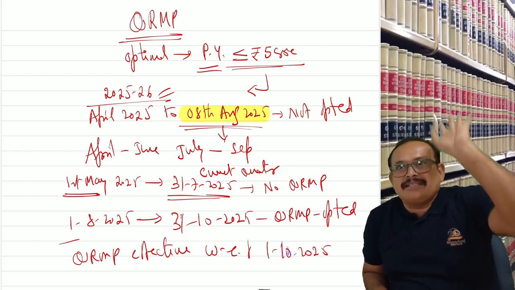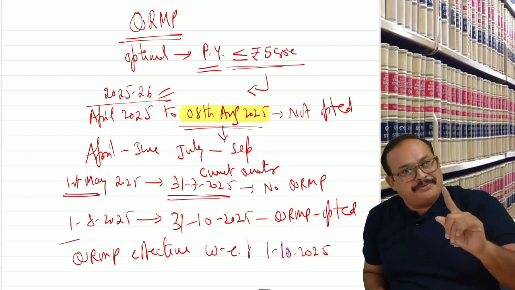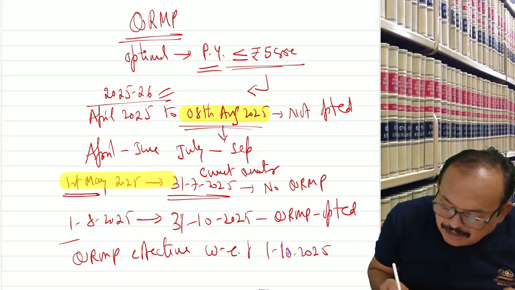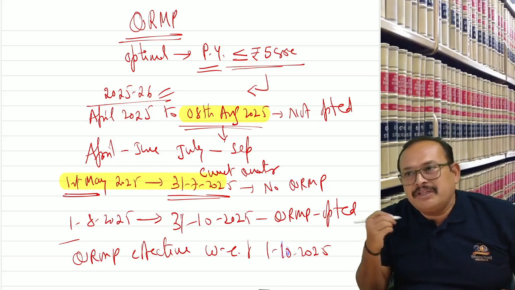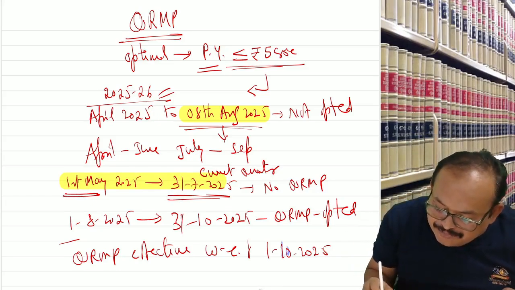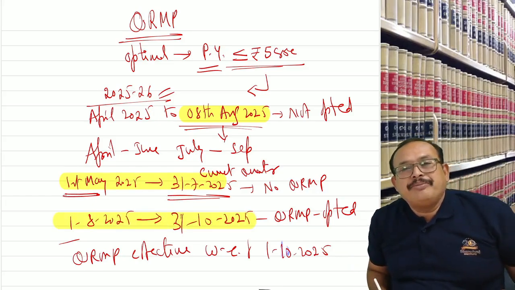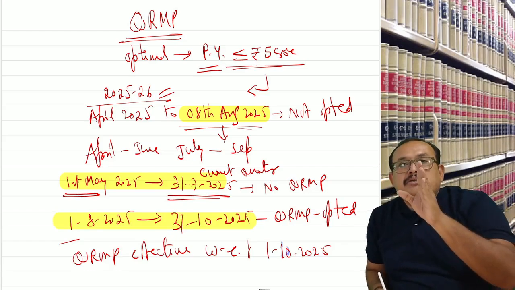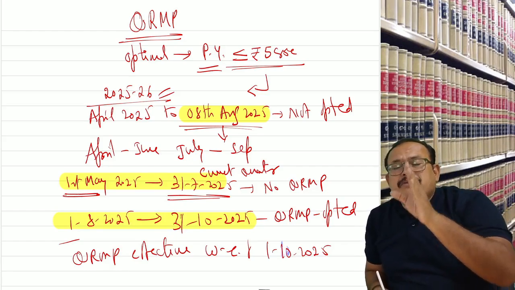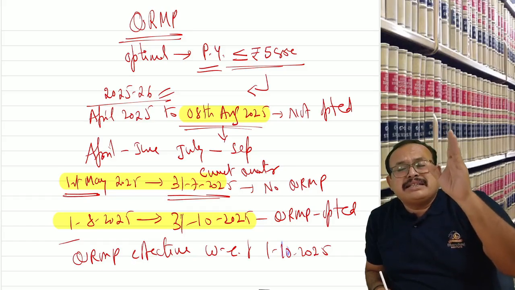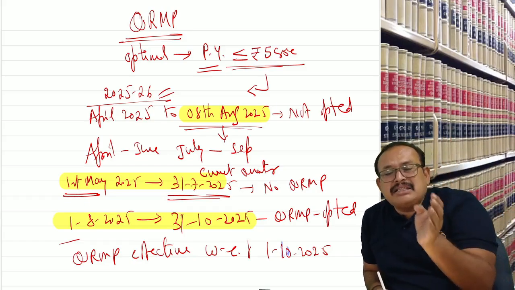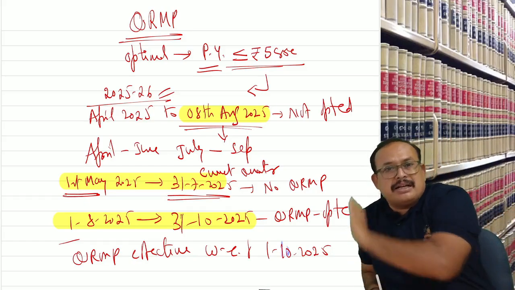If I opt on 2nd May, it is effective from 1st July. During this period, if I opt, it is effective from 1st July. From this period, if I opt, it is effective from 1st October. For the current period, Raja. So the point here is: from the first day of the second month of the previous quarter till the last day of the first month of the current quarter.